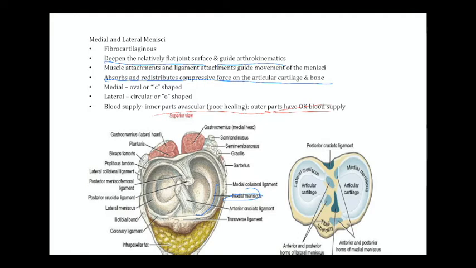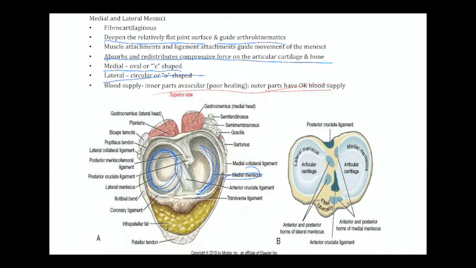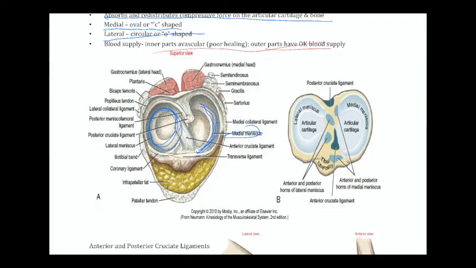The medial is a little bit oval shaped, more C-shaped, and the lateral is going to be more O-shaped and circular. So you can see here's the medial, which is going to be that C, and the lateral, which is going to be more this O-shaped, circular shape.